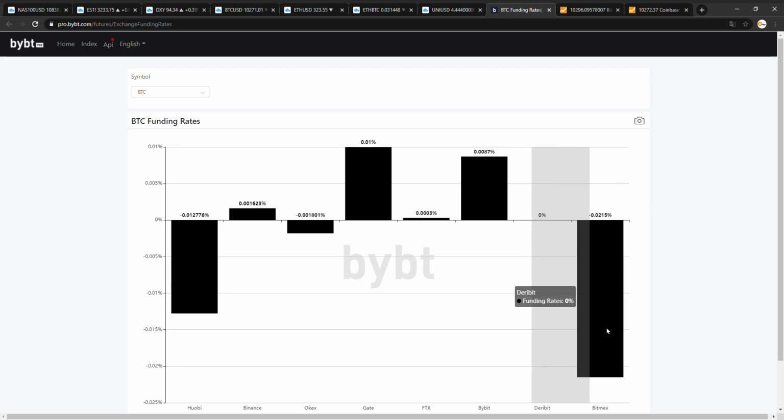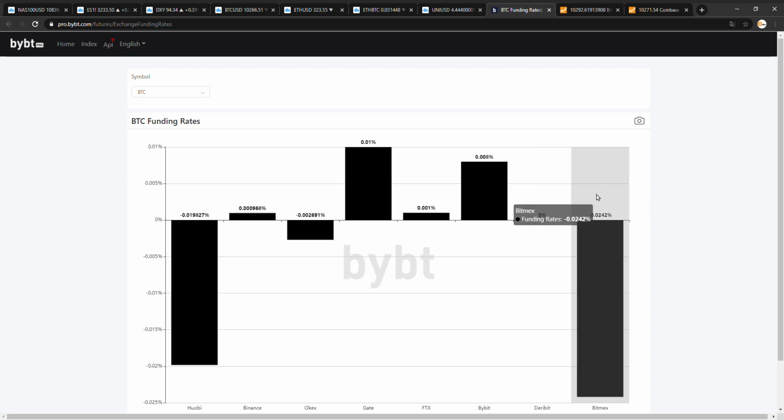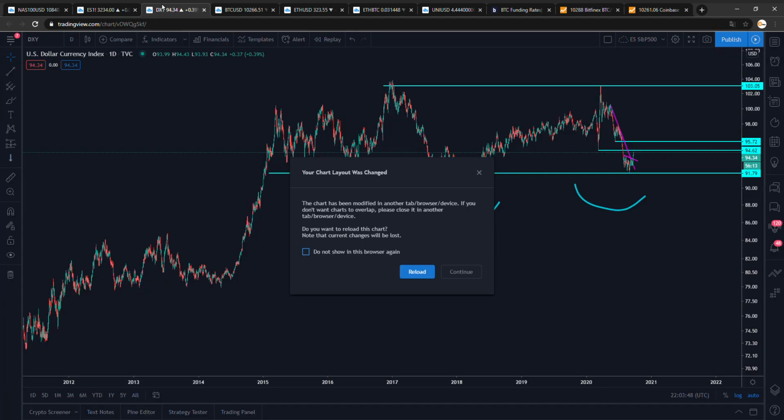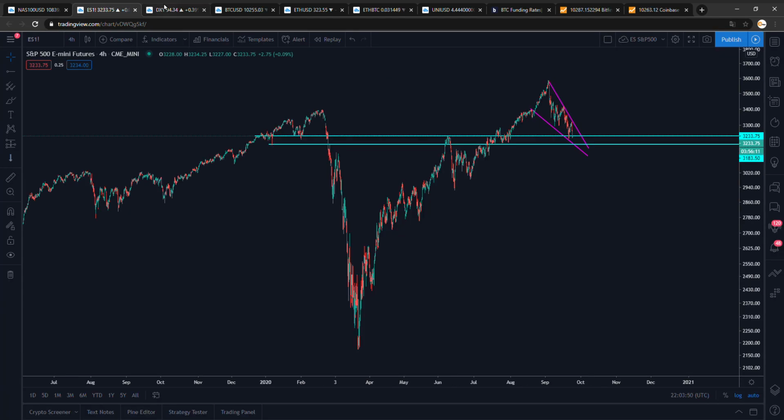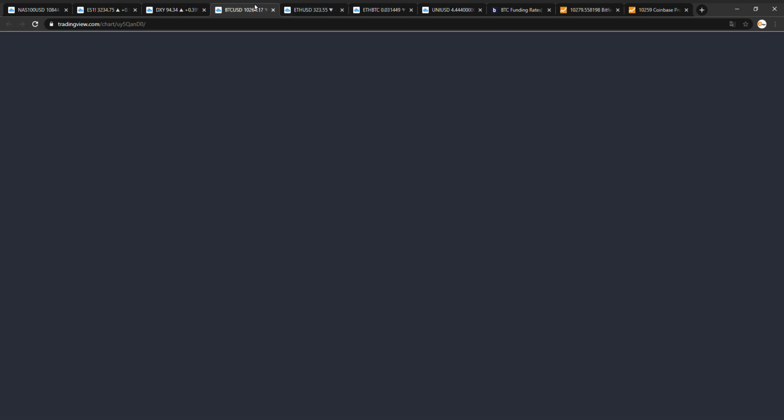Anyway, funding very low on Bitmex. Always take a look at Bitmex, because in my opinion they steer the market most. Very negative, expensive to short right now, so cheap to long. Yeah, getting quite negative. If you look at history, it's always a good moment to buy when funding is negative. So we have this falling wedge, very bullish. The dollar looks bullish as well.